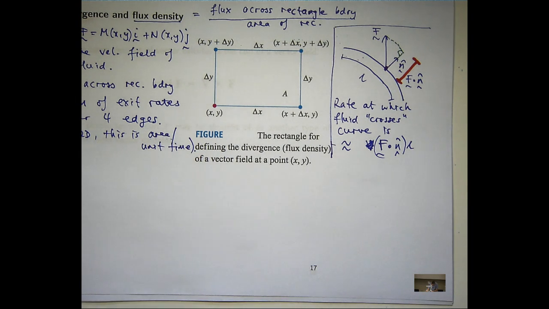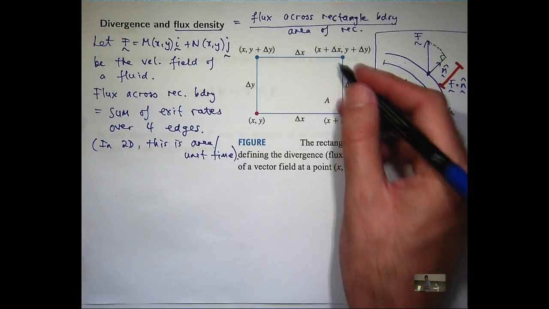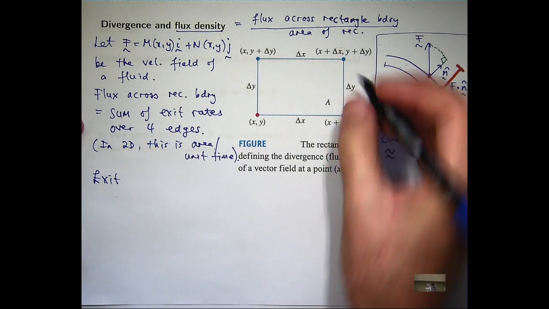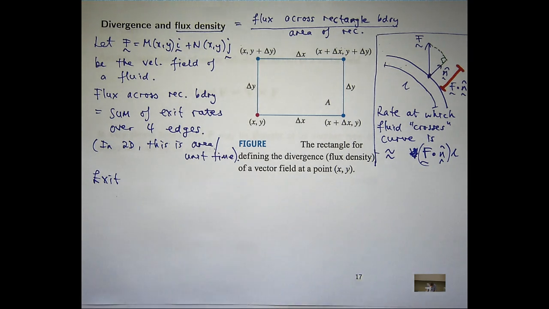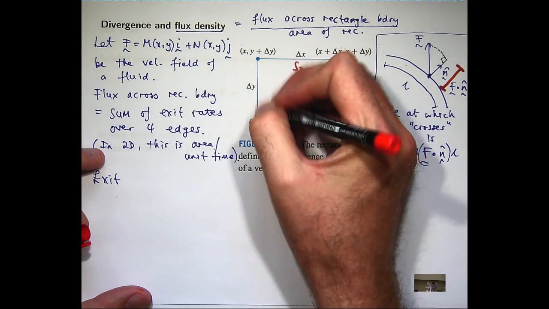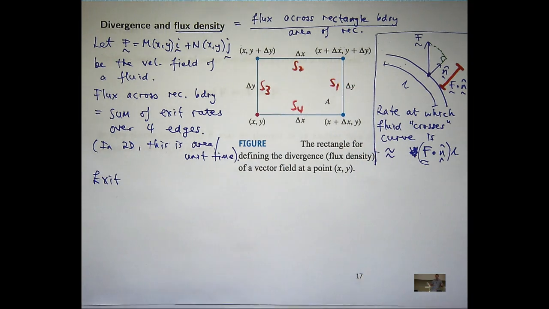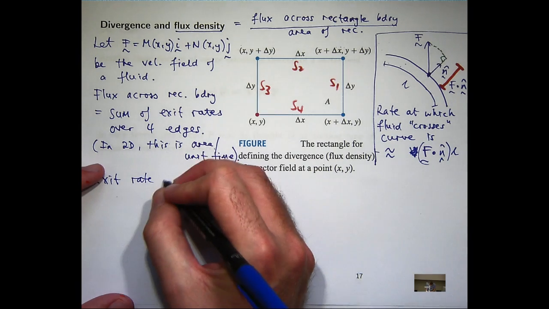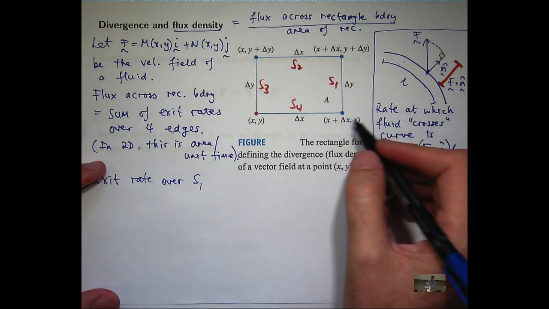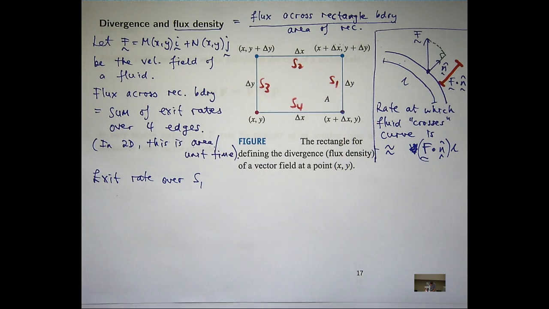Let's see if we can relate it back to our picture over here. Let's start with labeling the sides. Let's take this side as S1, this side as S2, this side as S3, and this bottom edge as S4. Let's look at the exit rate over this side here. Well, what do I need? Firstly, I need to choose a sample point on this curve. I'm going to choose it to be this point here, and you'll see why in a minute.